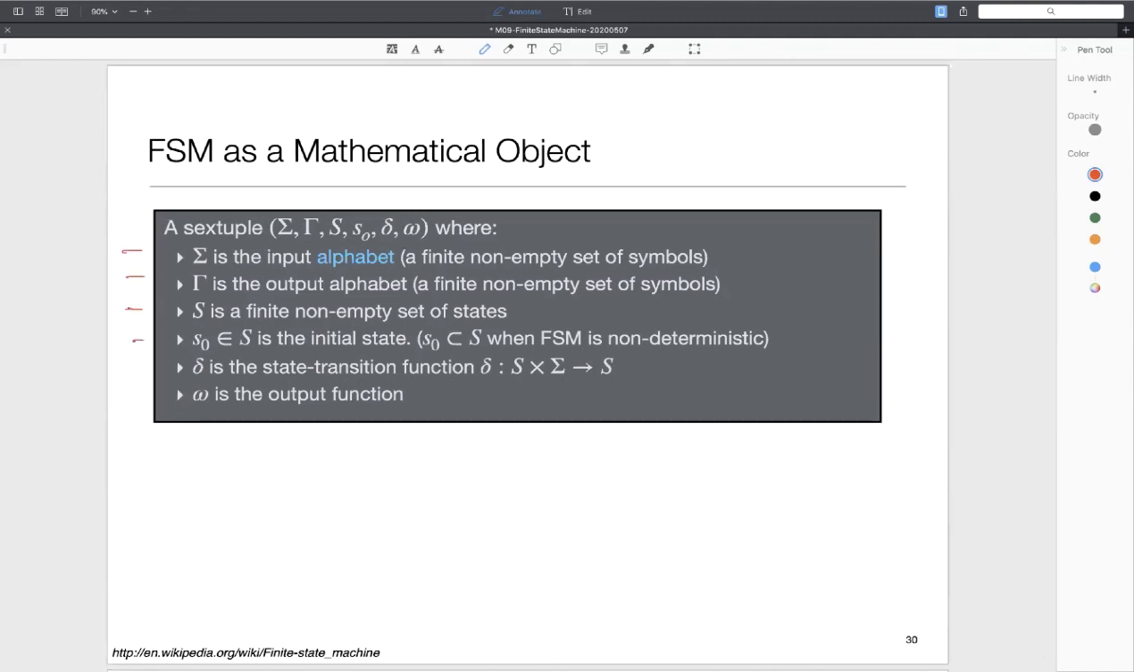Then the little S0 is the start state. It's the initial state. So little S0 is a member of the set S, the set of states. Now, in almost all cases, you will have a unique start state. Sometimes you may have systems which could start in one of more than one state, depending upon how they are being used. So there may be more than one start state, in which case S0 could itself be a subset of S.